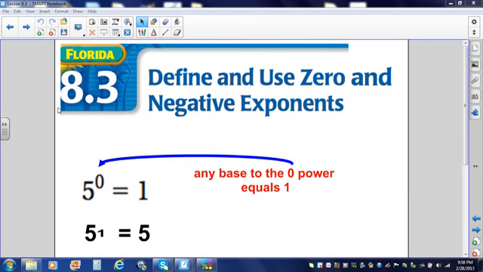Today's podcast is going to be lesson 8.3. Still working with negative exponents.